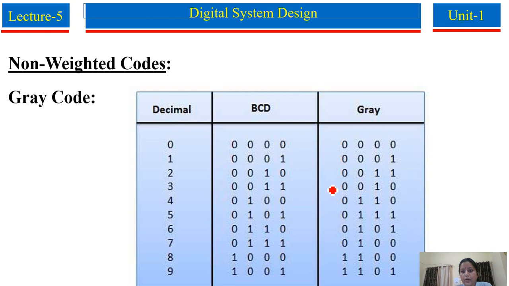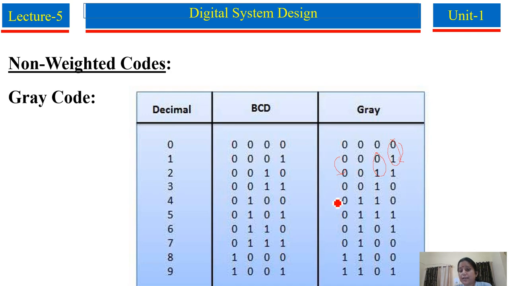I told you Gray code is a one bit change code. See here, in two consecutive numbers, at a time only one bit is changed. See, 0 to 1, only one bit changes. So that's why the name is one bit change code or unit distance code, because between two consecutive numbers the distance is only 1, because only one bit is changed.